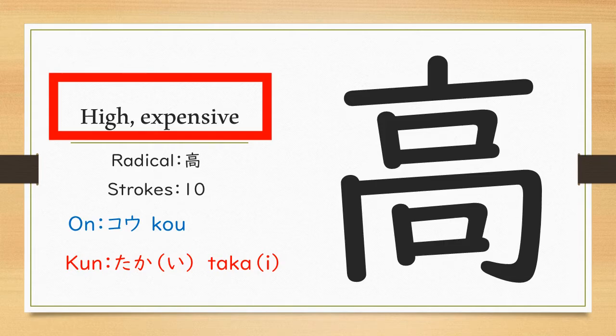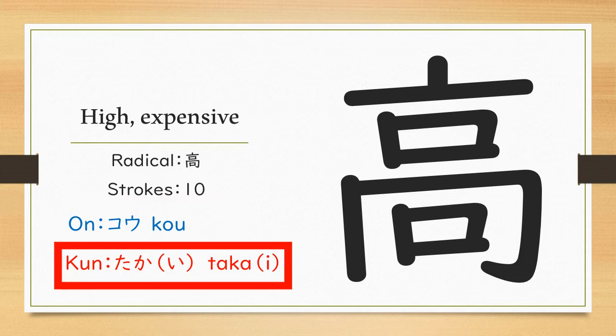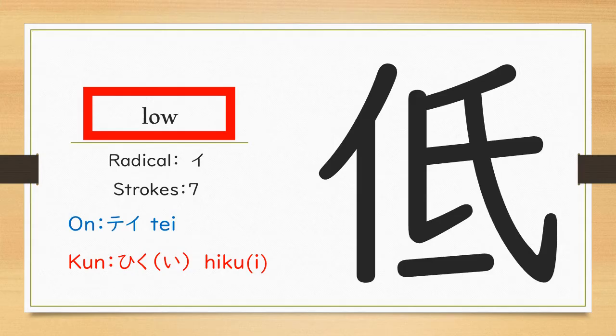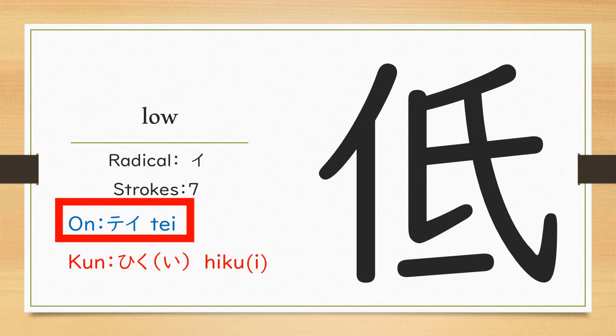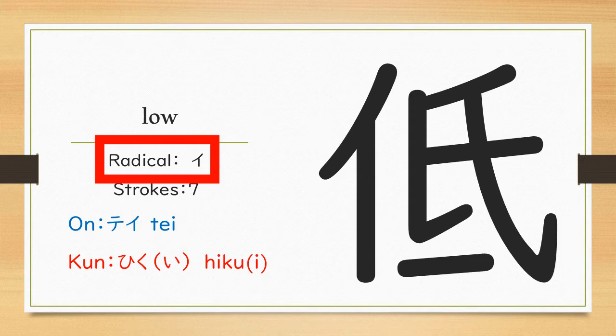The meaning is high or expensive. On is ko. Kun is takai. Radical is this kanji. The meaning is low. On is tei. Kun is hikui. Radical is katakana I. We call this radical nimben.